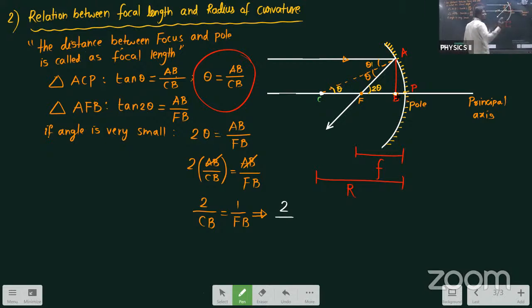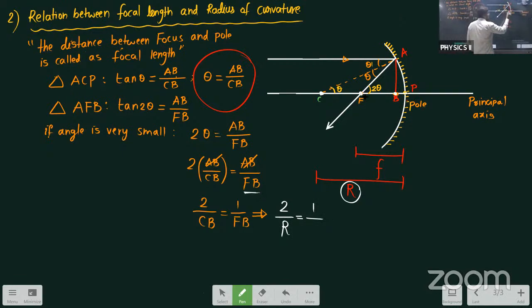B is on P itself. The distance between B and P is very negligible. So what is the distance from C to P? The distance from C to P is R. So this will become 2 divided by R is equal to 1 divided by FB.